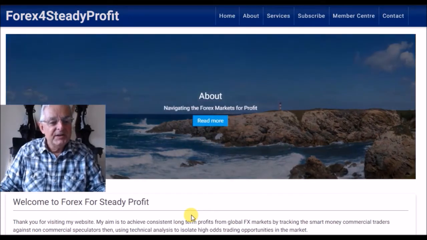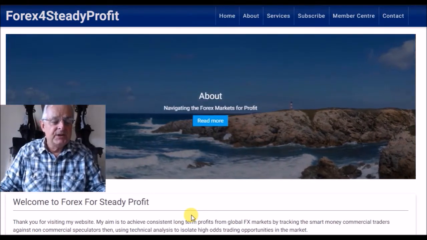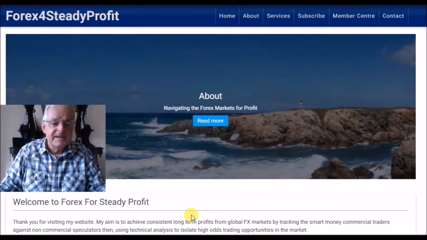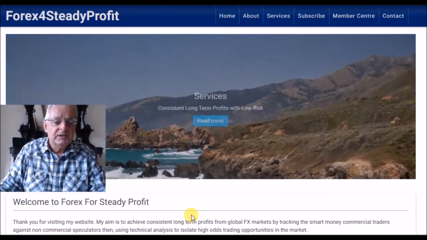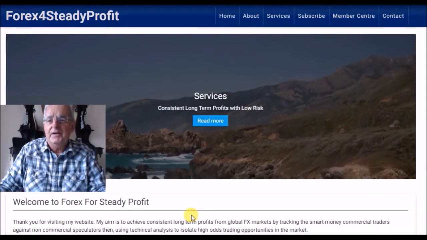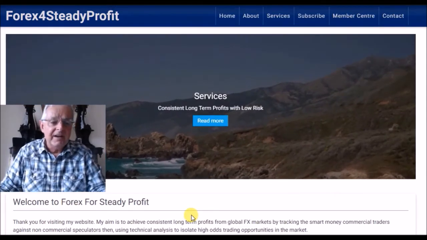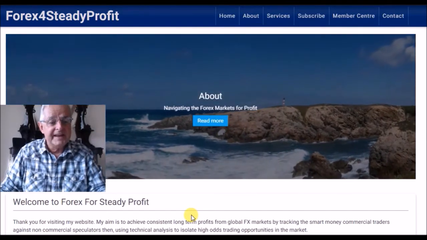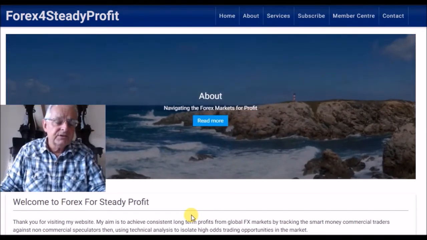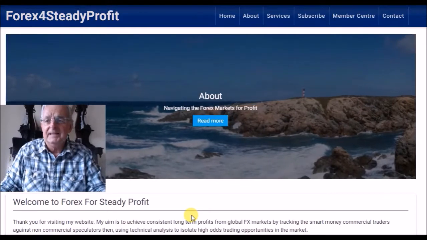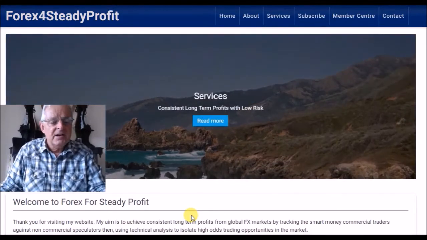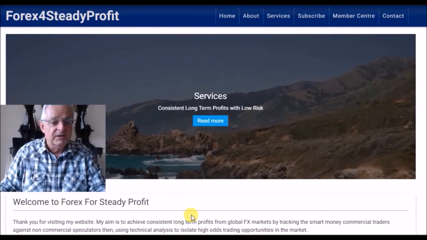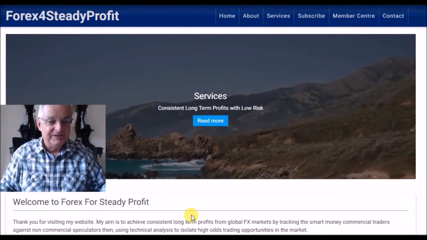I use the Commitment of Traders report, which comes out every week on a Friday, to give me an idea of market direction. I analyze the ratios of longs to shorts for the commercials and non-commercials, and I also look at the divergence on the pairs. We'll just go and have a quick look at the charts.